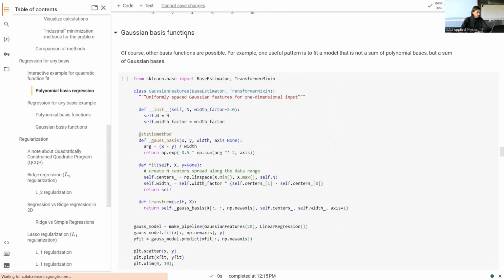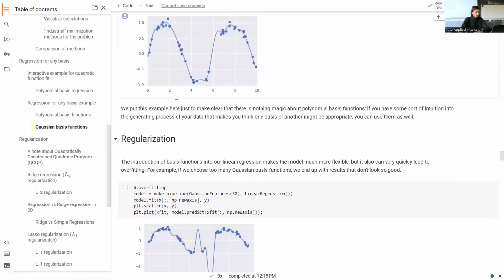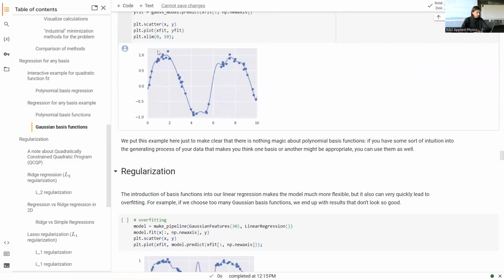Here I'm even doing that with Gaussian basis functions. So I'm using different Gaussians with different mean values, and I'm just adding them with different coefficients. And once again, I get something like this. So I'm trying somehow to get this line through the points, but it's still a linear regression.